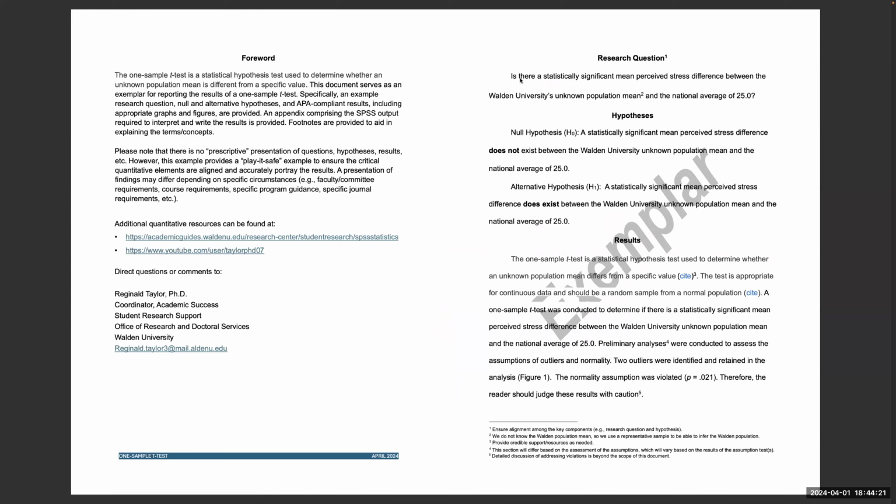But let's look at this. Now we're looking to see if there's a statistically significant mean, remember, the average difference in perceived stress. Perceived stress is what we're measuring, between Walden University's unknown population mean. Remember, we didn't know what the GPA was. We knew what the national average was, but we know that the perceived stress score is national 25.0.